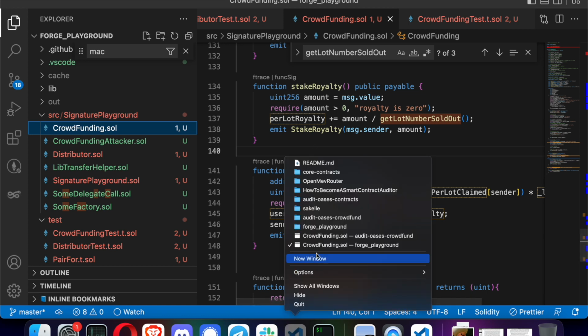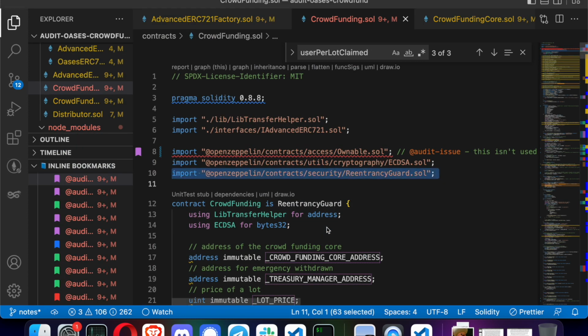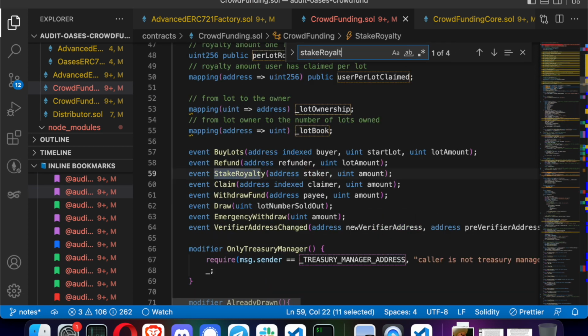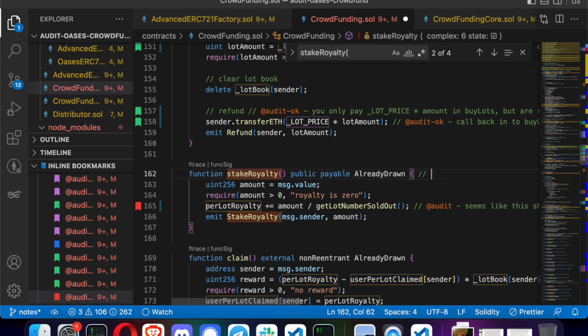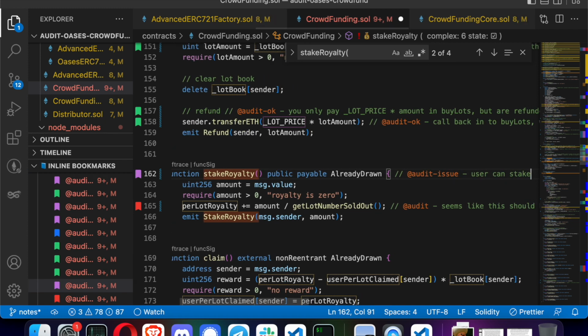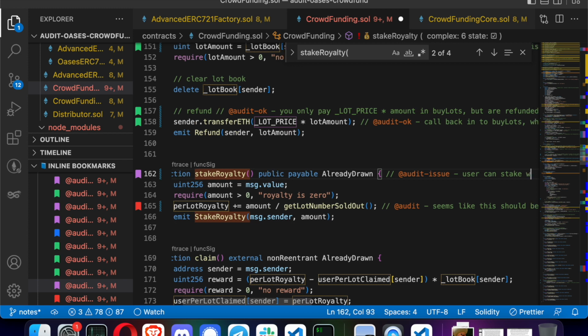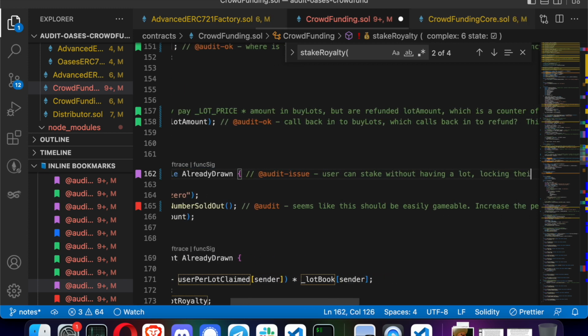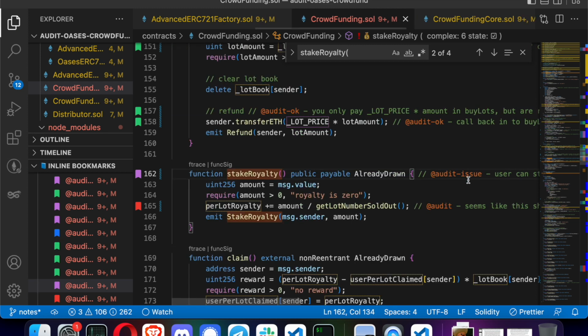This is our first non-obvious bug that I find. It's maybe not even a bug, but it's something the developer probably didn't consider, which is that anyone can stake the royalty. Even if I don't have a lot that I've previously purchased for this contract, I could technically send Ether to this contract, and it just swallows my Ether. There's no way for me to get that Ether back via any sort of mechanism. So this is the first time I find something where, on first pass of this code, you wouldn't really notice that.